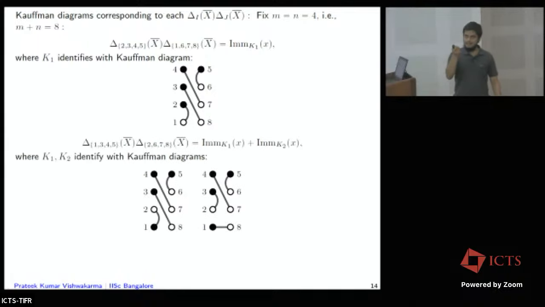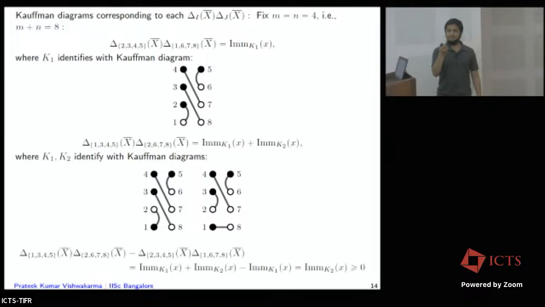So, for another example, if you want to look for all immanants corresponding to 1, 3, 4, 5 and 2, 6, 7, 8, there are two ways to draw these matchings. The first way matches with the first one, so we still call it immanant K1 because the color of the vertex is irrelevant here. And the second one, let's call it immanant K2.